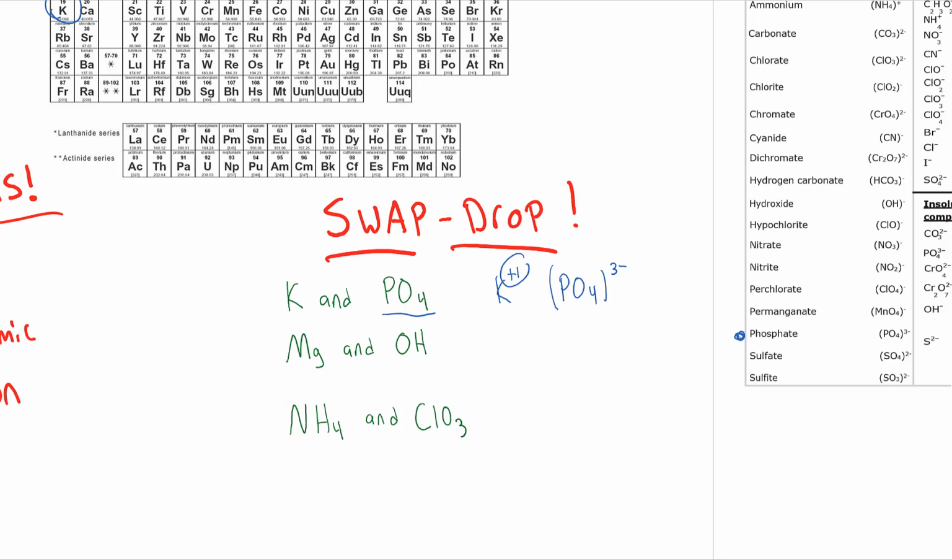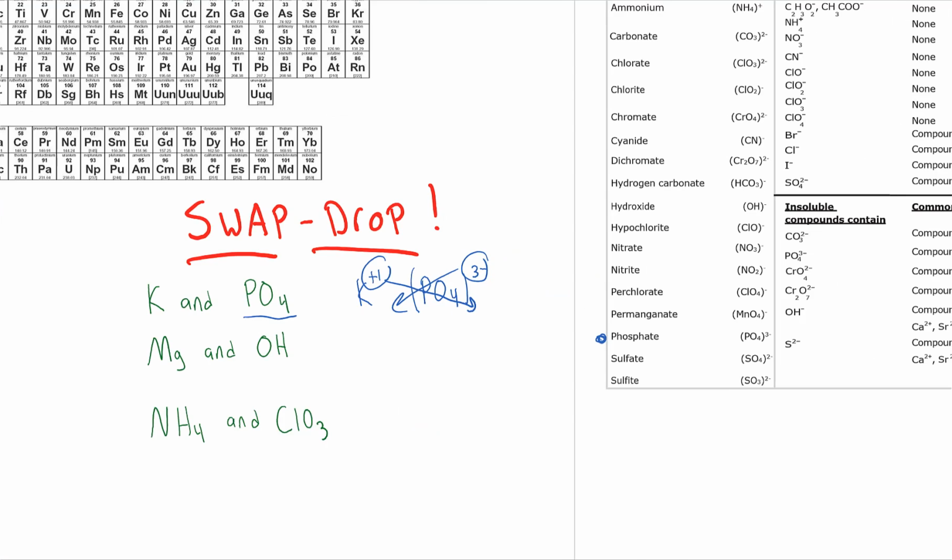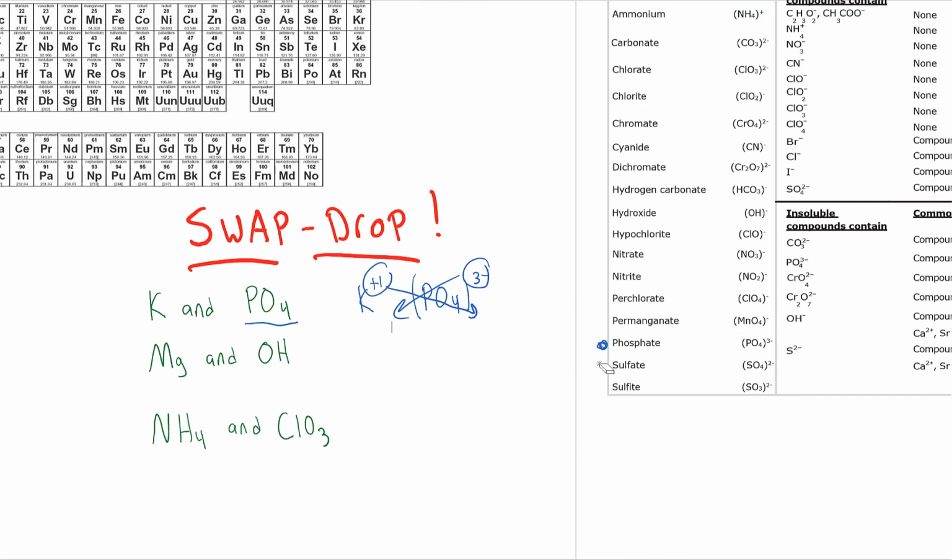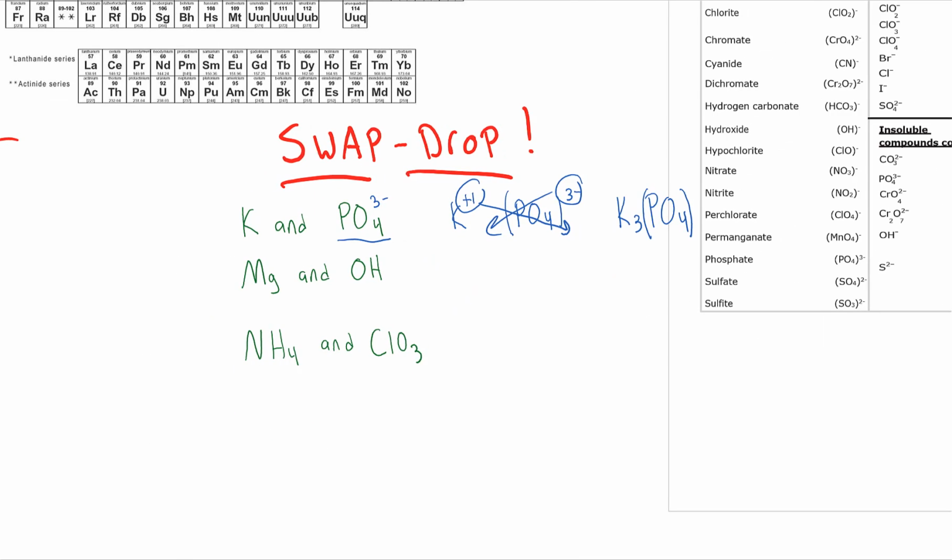So I do the swap drop. This number goes here. This number goes here. And what I get is that K and PO4 combine to make K3, because that was originally here. This is 3 minus. So K3PO4. And sometimes you'll see it like this. Oftentimes you will see it with the parentheses to remind you that PO4 is not 5 different objects. It's one big blob.